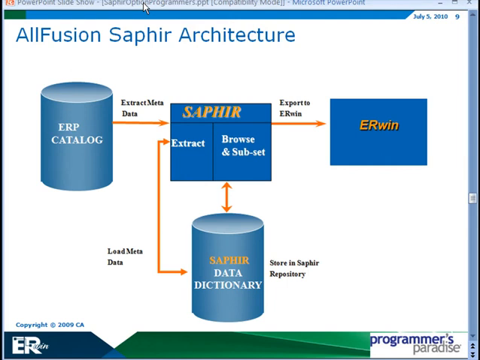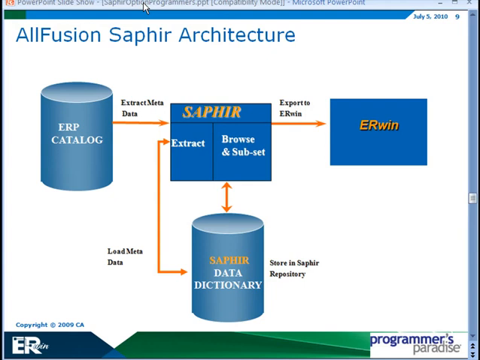The architecture of the tool itself is that there is a SAPhir software itself. This software actually will allow you to extract the metadata from an ERP catalog. This can be multiple ERP catalogs, by the way. After this extraction, it actually populates into a data dictionary, which is simply a database which is going to store the extracted ERP catalog information.